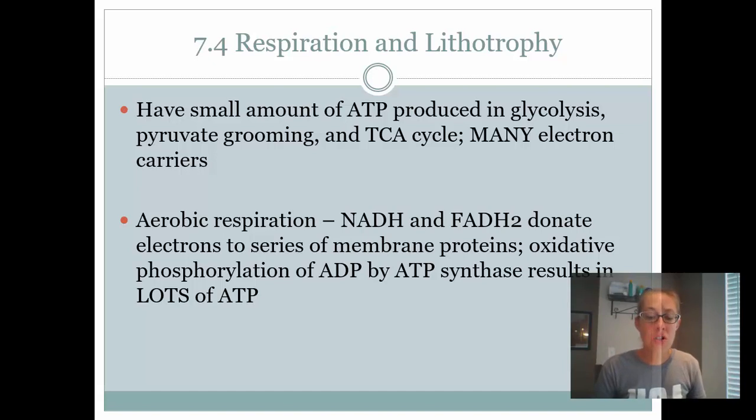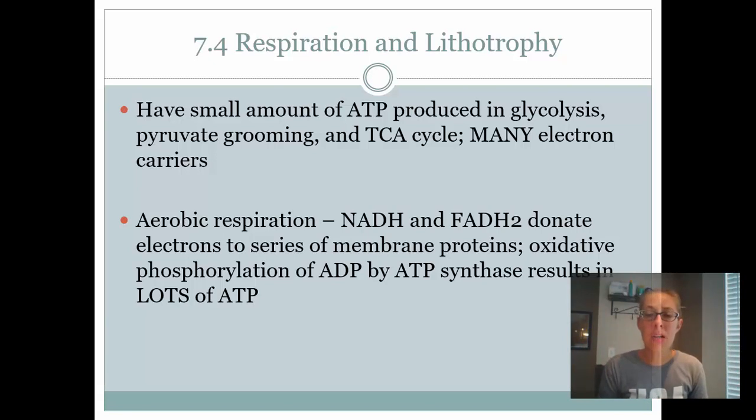Well, those hydrogen ions want to come back inside. We don't let them just come back through the cell membrane. What we do is we say, okay, you can come back through, but you have to flow through a specific protein. That specific protein is called ATP synthase. ATP synthase is an enzyme that will phosphorylate ADP for us. So that's the overall process that we're going to talk about.